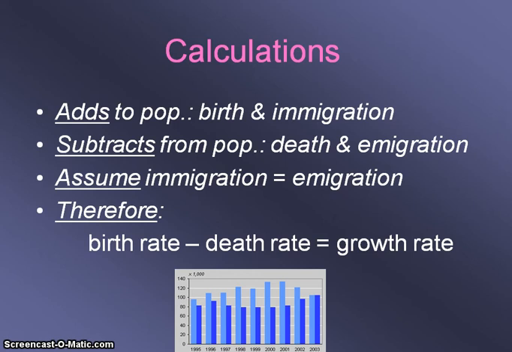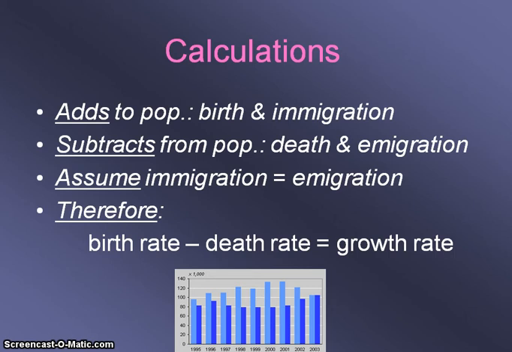Things that add to the population are births and immigration. Things that subtract would be deaths and emigration. Now for our purposes, we're going to assume that immigration and emigration are approximately equal. That just simplifies our calculation a little bit for us. So we're going to take the birth rate minus the death rate, and that will give us the growth rate for our area.